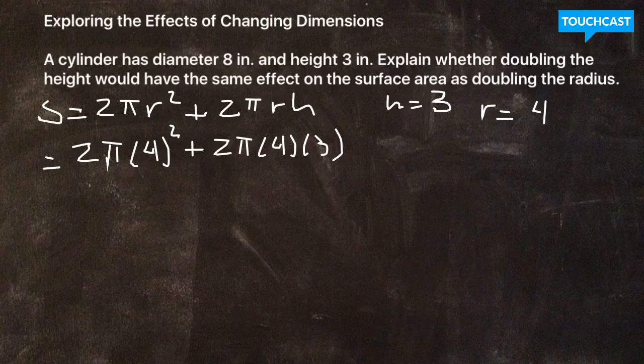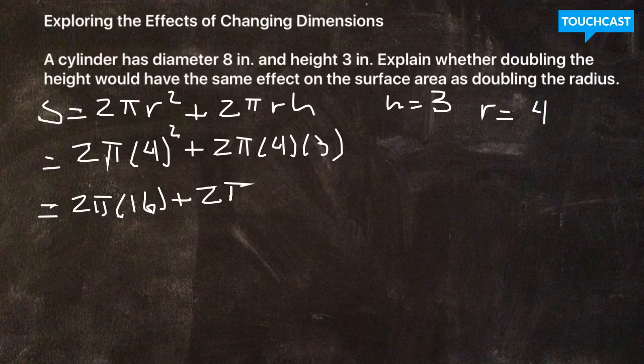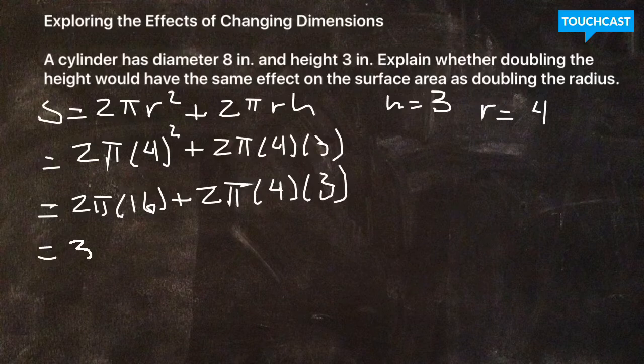Well, 4 squared is 16, so we've got 2 pi times 16 plus 2 pi times 4 times 3. Now we can do the multiplication. 2 times 16 is 32 pi plus 2 times 4 times 3 will give us 24 pi.